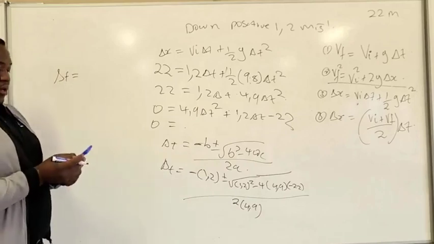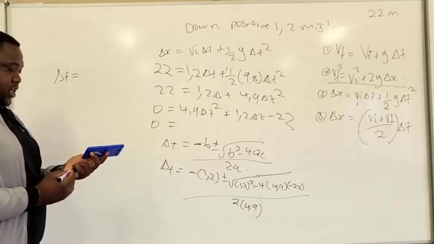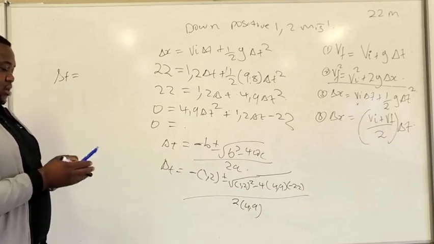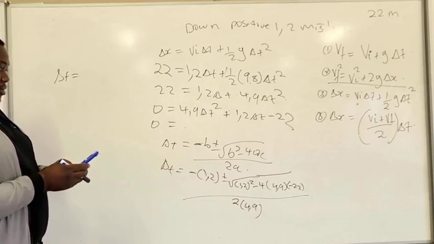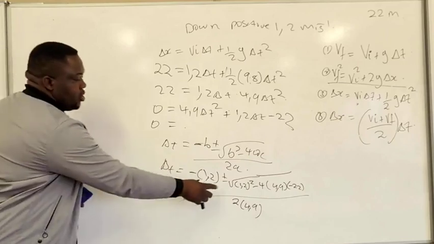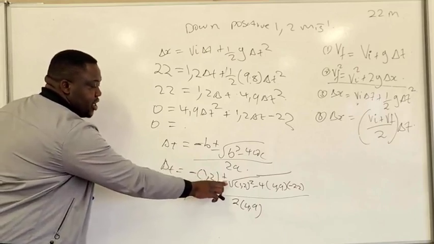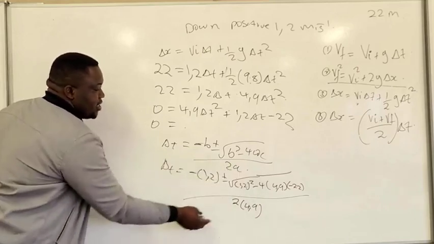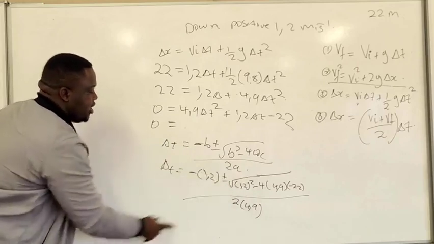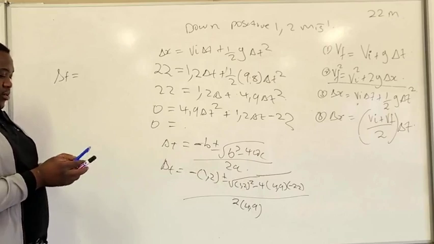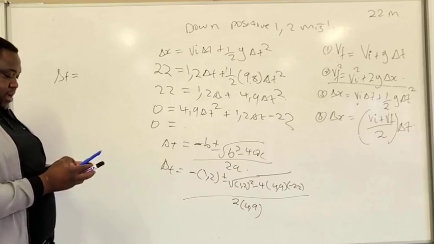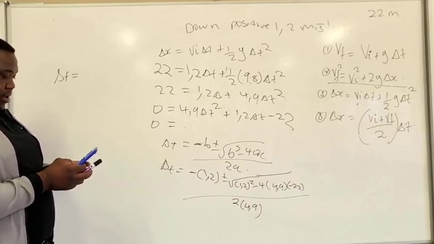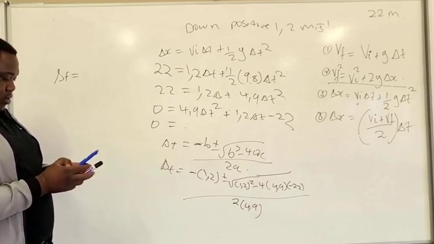Change in time is going to give us, we know this because that's what we do in maths, and I know that you guys love that. Remember that you cannot punch plus or minus on the calculator. So you start by punching minus, you get the first answer, then you remove the minus, put a plus, and get the other answer. That's how we do it. So we're going to have 1.2 squared minus 4a, which is 4.9 multiplied by minus 22, over 2a, which is 4.9.